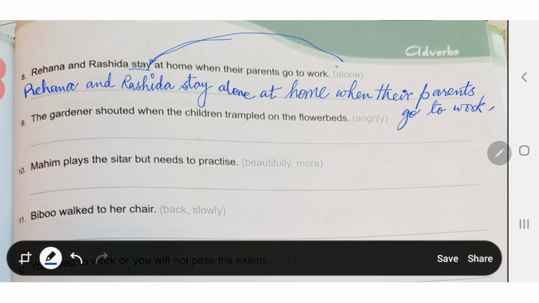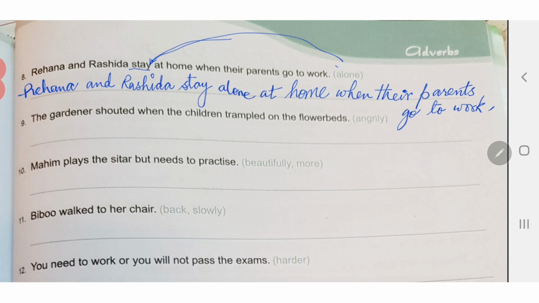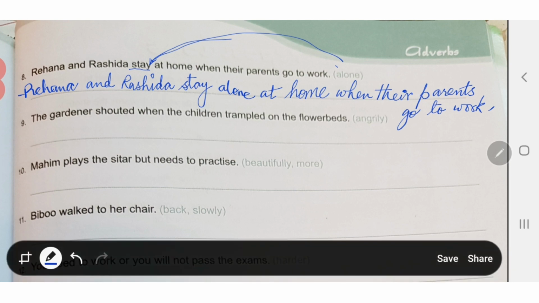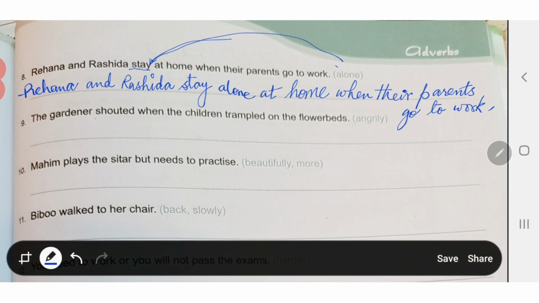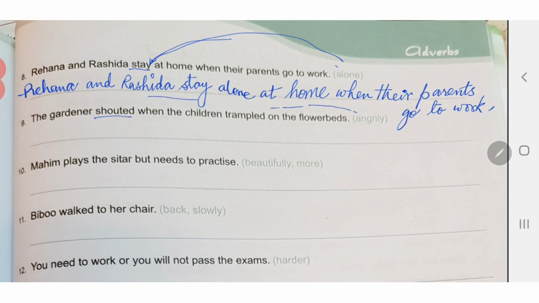Clear? Easy, huh? Now let's come to number 9. The gardener shouted when the children trampled on the flower beds. Bracket says angrily. Trampled means stepped or walked on it. Angrily is one adverb, the adverb given in the bracket. Can you tell me what kind of adverb it is? Yes, you're right. Angrily is the adverb of manner. So students, what main or action verb do we have here? Shouted. What kind of shout was that? It was an angry one. So where should it be placed? Yes, very good. Your guess is right.